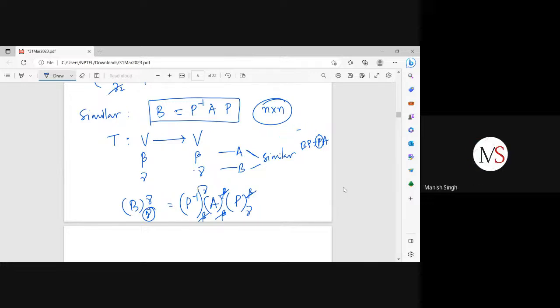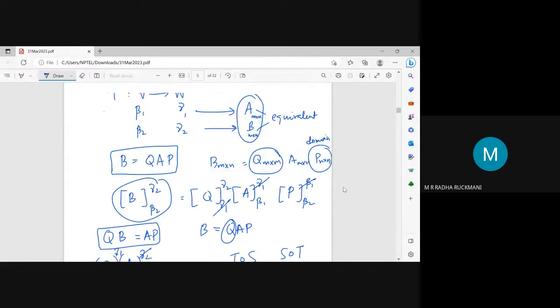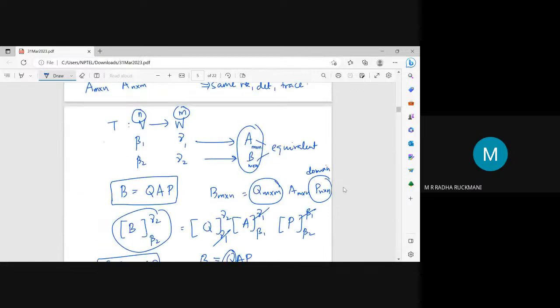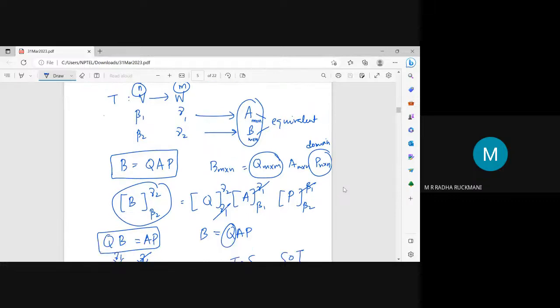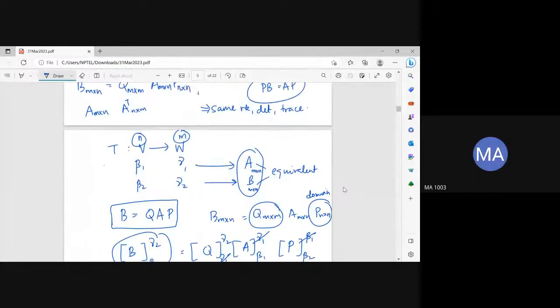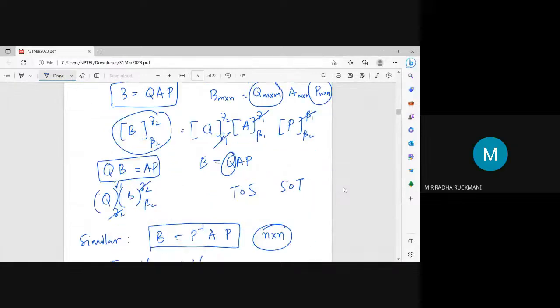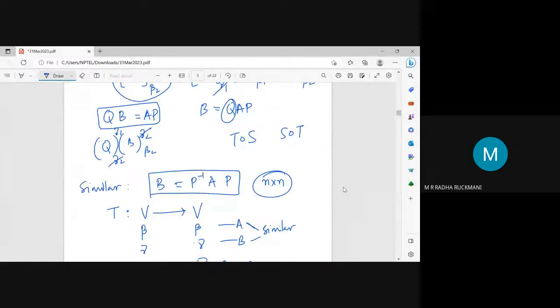Actually, in equivalent matrices, the linear transformation is the same. The only thing is, the basis will be different. Whereas in similar matrices, the linear transformation is the same and the bases are also the same, right? Actually, here the vector spaces themselves are different. Yes. Here the vector space is the same, and the basis is the same.